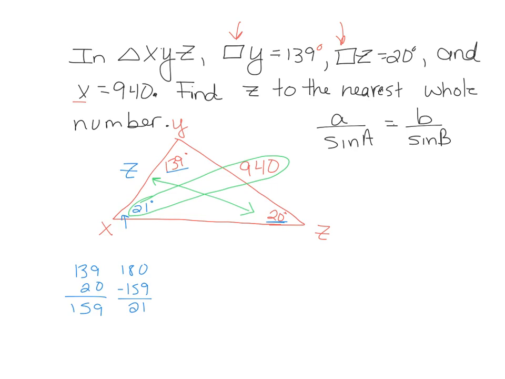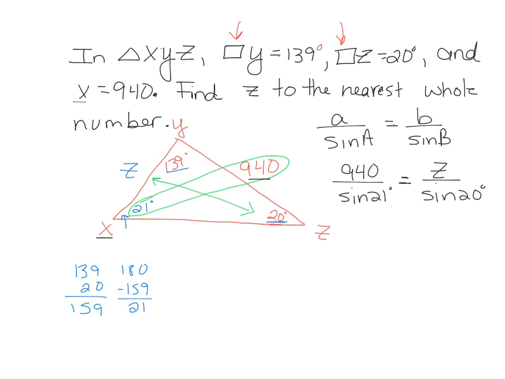So looking here, my pair I know are the ones that go with X. So I have this side is 940 over the sine of 21, and it is important that the angle goes with the sine. You can't put the sine of 940 here. Okay, 940 is the side. So my other pair, I have Z I'm looking for, that's the side over the sine of 20.